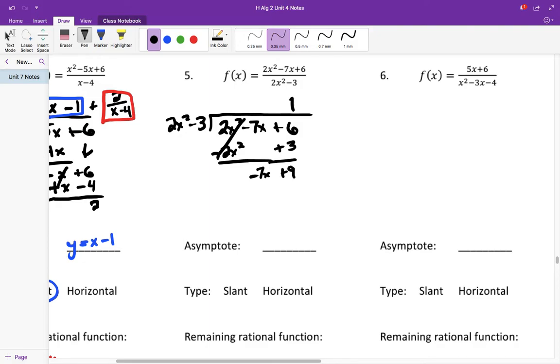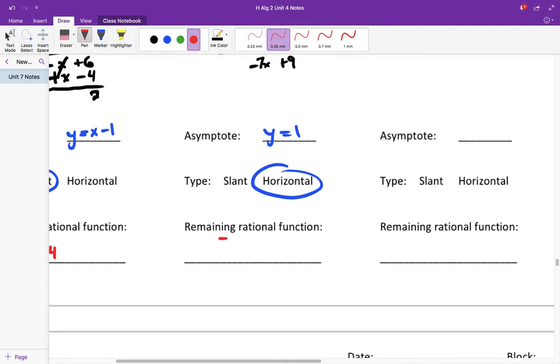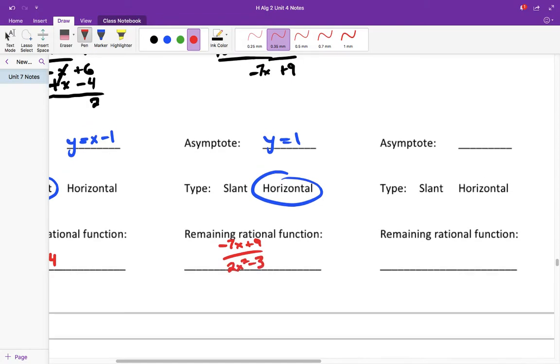And at this point, 2x squared can't go into negative 7x anymore. So for this one, your remainder is going to be negative 7x plus 9, that quantity over 2x squared minus 3. So taking a look at the two pieces this time, my asymptote is going to be through y equals 1. So if you think about y equals 1, this time we have a horizontal line. And then our remaining rational function this time is negative 7x plus 9 over 2x squared minus 3, I believe is what it was.